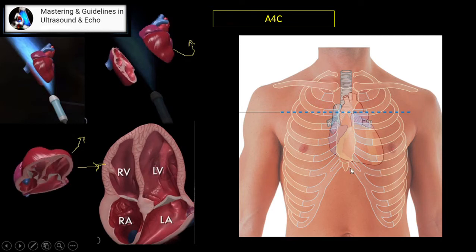We can use the xiphoid process as a landmark. The level of the connection of the xiphoid process to the sternum will be almost the level of the fifth intercostal space. So you use that spot and the mid-clavicular line for finding the apex.